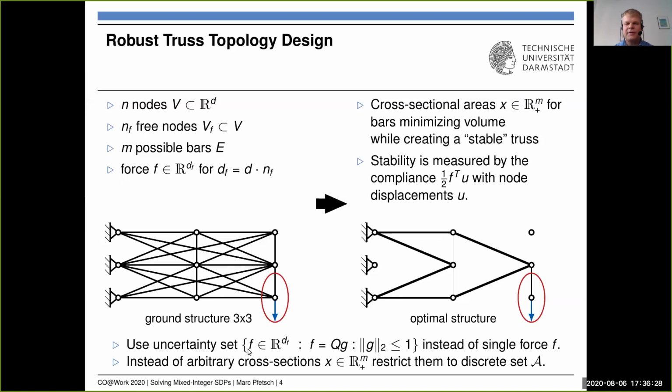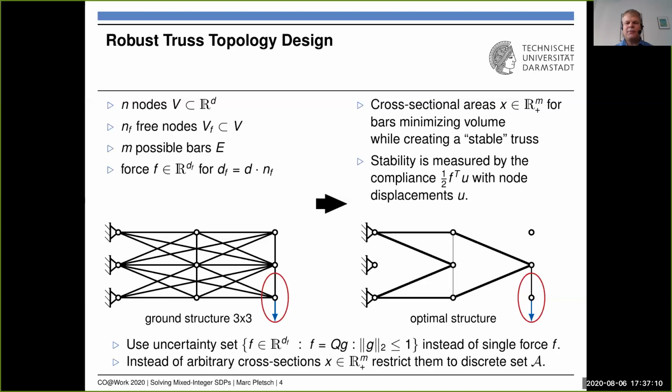So it's a set of loads F, and they are written as F equals a matrix Q times vectors G, which are bounded in Euclidean length. So without loss of generality, they are bounded by 1. This gives an ellipsoid, and so you get these red ellipsoids here. We have to choose the cross-sectional areas in such a way that the final structure withstands each of these forces in this set. So it's robust against all of these forces.